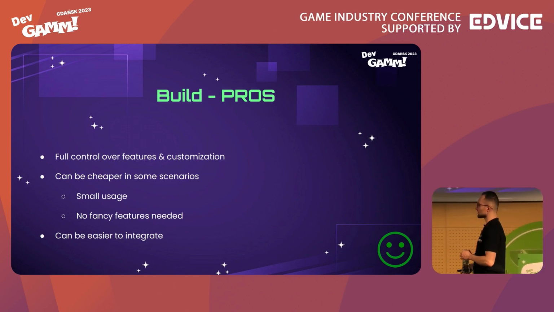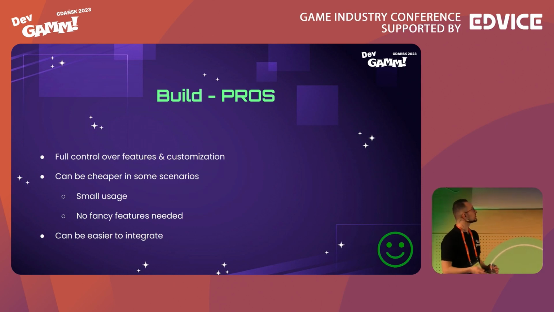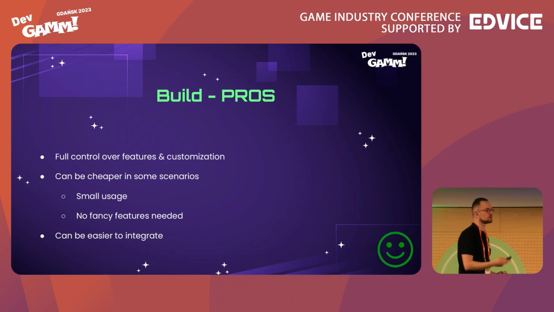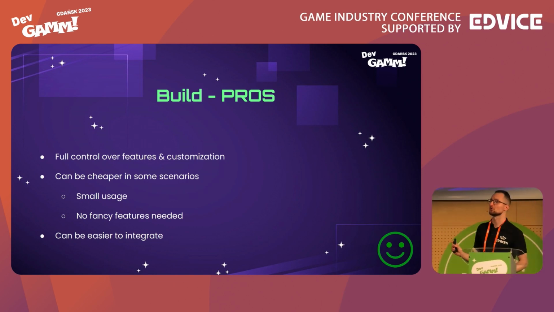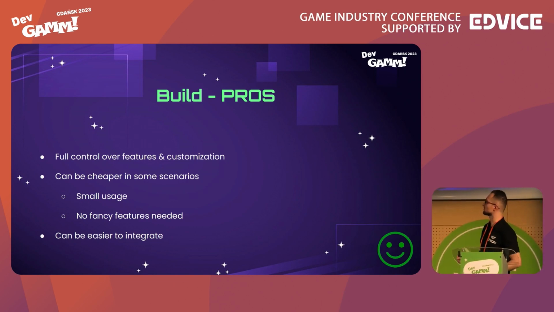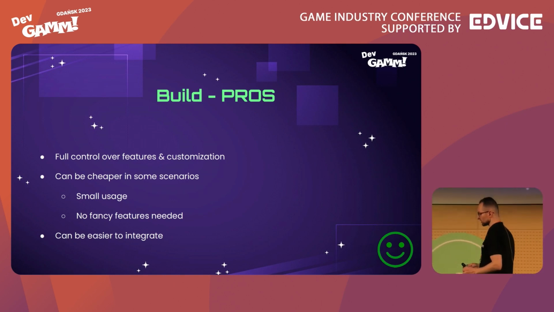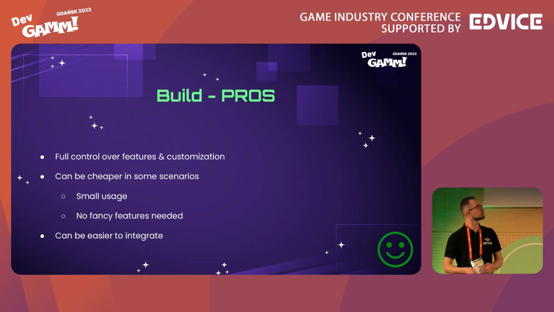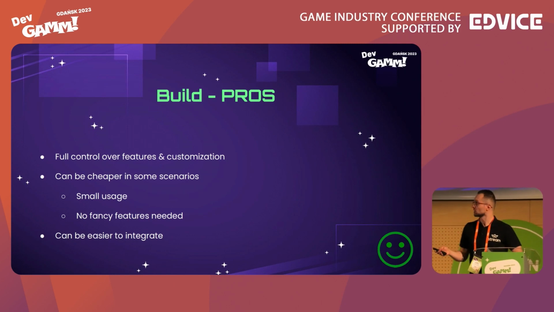In some cases, it can also be cheaper to build the solution yourself, especially if you have small usage or if you don't need any extra features. Like if you decide that you just want a simple window with text messages, without any reactions, without any particular features, it can simply be cheaper to build it on your own. Also, whatever you build on your own is usually easier to integrate with your system.